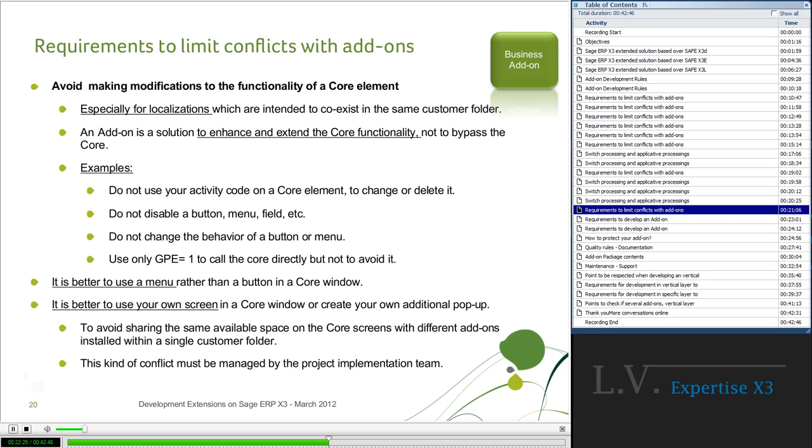Another recommendation is better to use a menu rather than a button in a core window. And then it's better to use your own screen in a core window or create your own additional pop-up, to avoid sharing the same available space in a core screen with different add-ons installed within a single customer folder. This kind of conflict must be managed by the project implementation team.